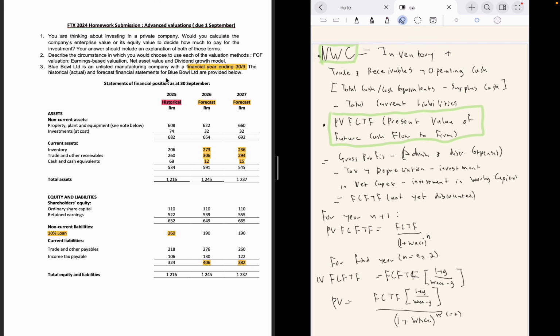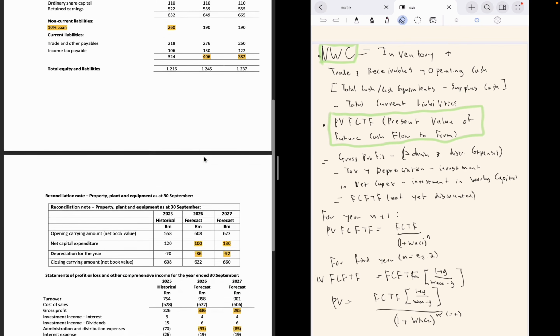But anyway, we're doing question 3. I'm not going to do the theory, you can just look at the memo. So Blue Ball Limited is an unlisted manufacturing company with a financial year ending the 30th of September. That's what that 30/9 means. So we have the historical and the forecast data. Let's go to the question.